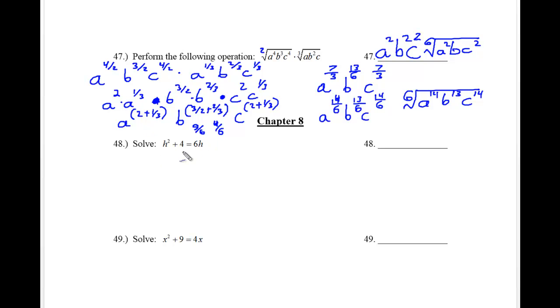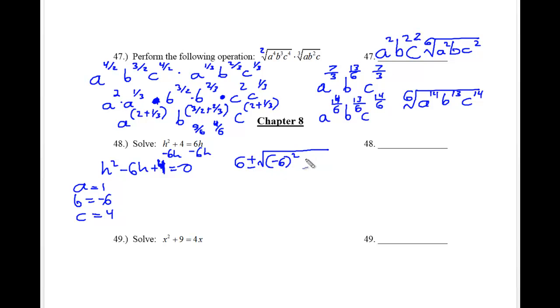Okay, in chapter 8 here, I'm going to now use the quadratic formula if I can't factor. So I'm going to subtract the 6h from both sides. So I get h squared minus 6h plus 4 is equal to 0. So what this means is that since I can't find two numbers to multiply to make 4 and add to make -6, I'm going to have to use the quadratic formula. So I'm going to use A is equal to 1, B is equal to -6, C is equal to 4. So my quadratic formula is going to look like 6 plus or minus the square root, -6 quantity squared minus 4 times 1 times 4, all over 2 times 1.